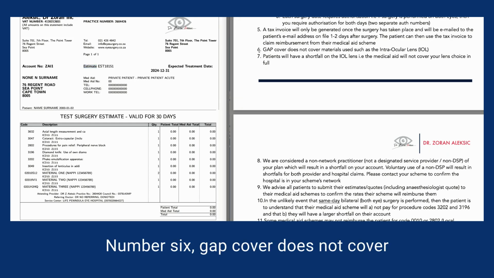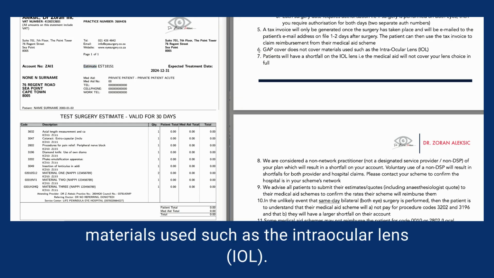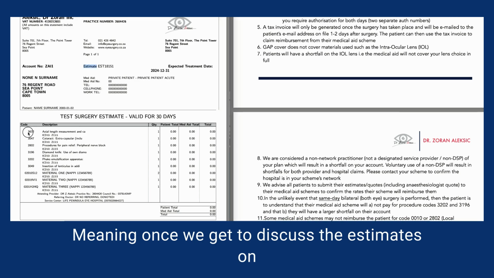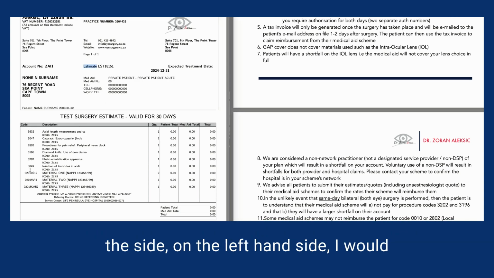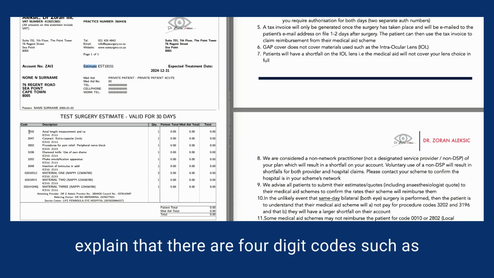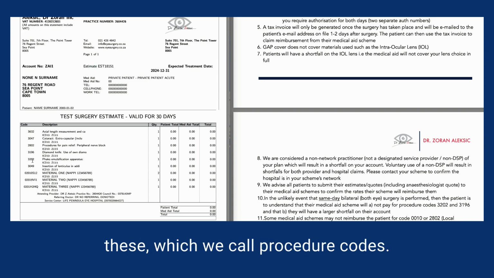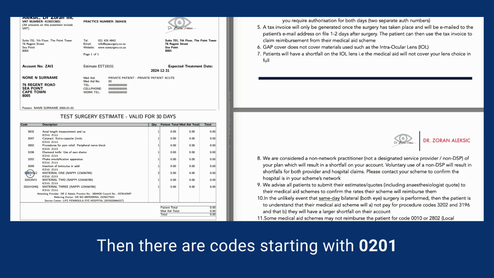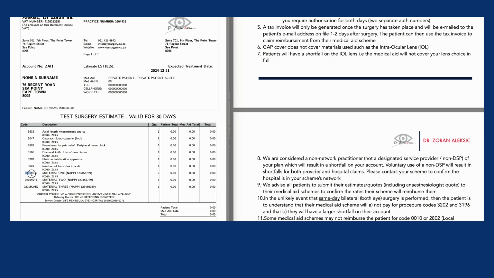Number 6, gap cover does not cover materials used such as the intraocular lens, meaning once we get to discuss the estimates, on the left-hand side, I would explain that there are 4-digit codes such as these, which we call procedure codes. Then there are codes starting with 0201. These are what we call materials.